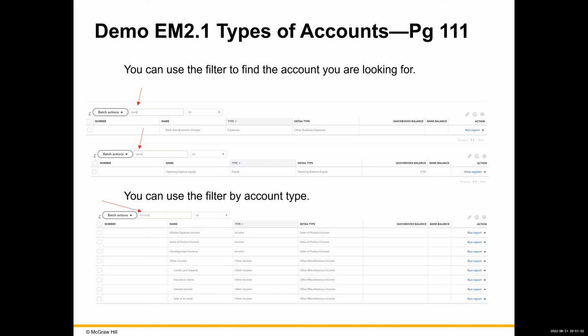But if you wanted to see all your income accounts, you can also filter by account type. Now, what's interesting is they don't have sales. I notice here that it says sales of product income, right? Well, the type is income. So the answer is income. So you pop that into your Connect and you'll be done.